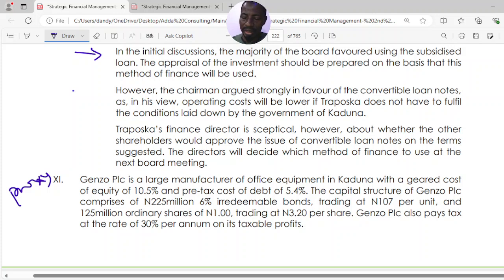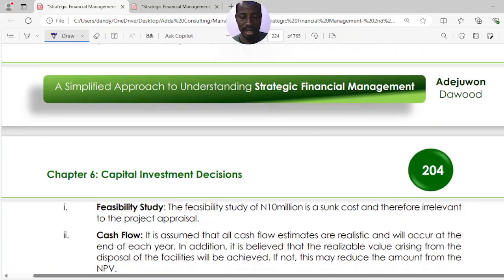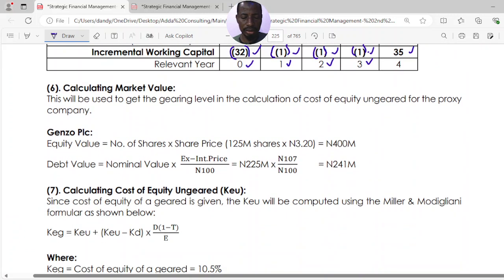According to the question, the examiner has told us that Genzo PLC is a large manufacturer of FX equipment in Kaduna with a gear cost of equity of 10.5%. So Genzo has cost of equity, and then I need to calculate cost of equity on gear using the Miller and Modigliani formula. Therefore, let us go and calculate cost of equity using Miller and Modigliani. That will be working number 6.